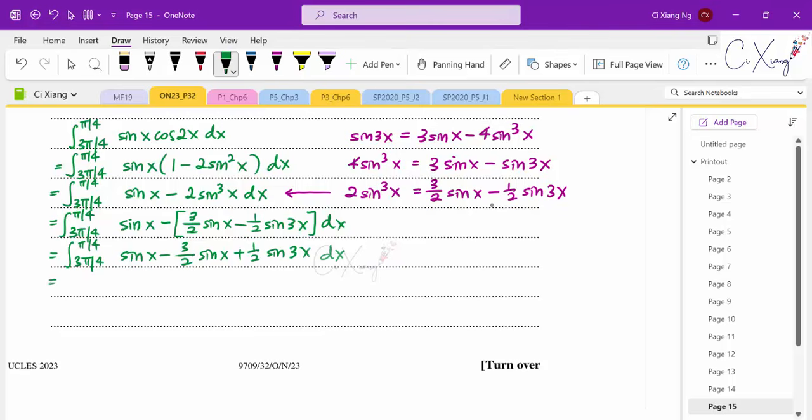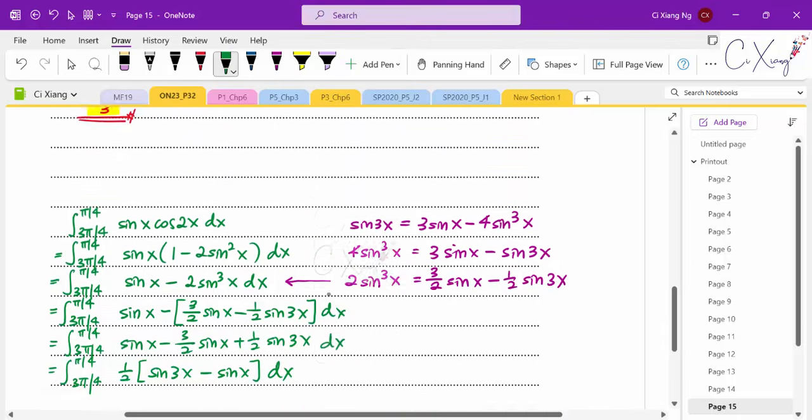Okay, so you can see that you can combine the sine x together. So sine x minus 3 over 2 sine x, you're having negative half, right? So if you factorize everything here, you should have half sine 3x minus sine x, then dx. Okay, so when you complete until this step, you can see that basically you can integrate the sine 3x and also negative sine x already, because these two are the basic functions for integration.